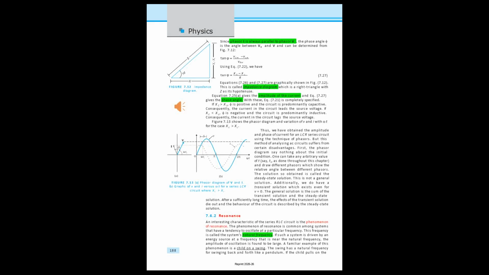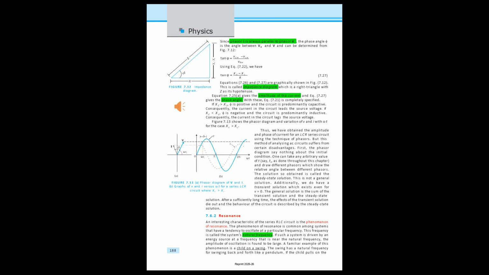Resonance. An interesting characteristic of the series RLC circuit is the phenomenon of resonance. The phenomenon of resonance is common among systems that have a tendency to oscillate at a particular frequency. This frequency is called the system's natural frequency. If such a system is driven by an energy source at a frequency that is near the natural frequency, the amplitude of oscillation is found to be large.